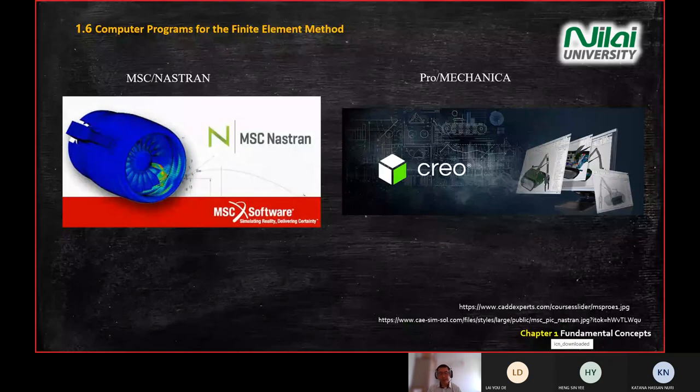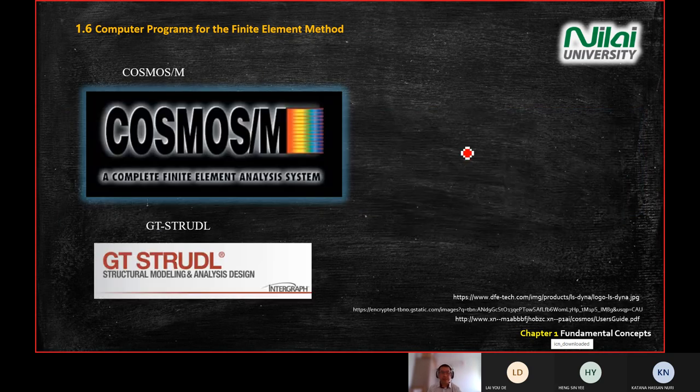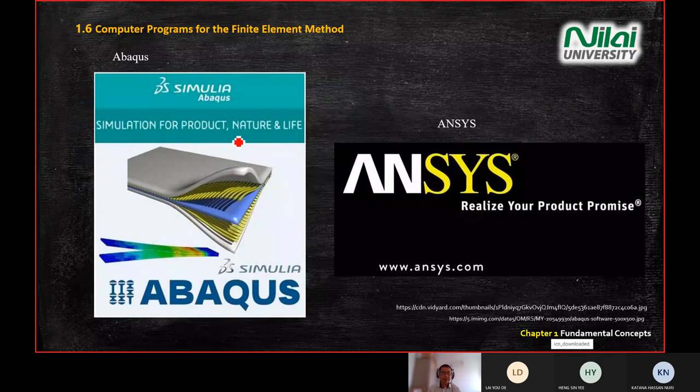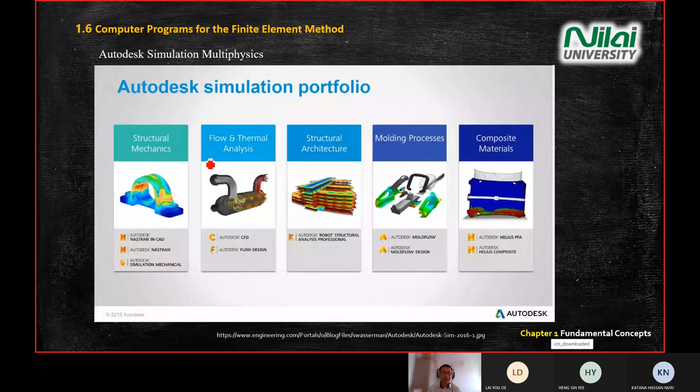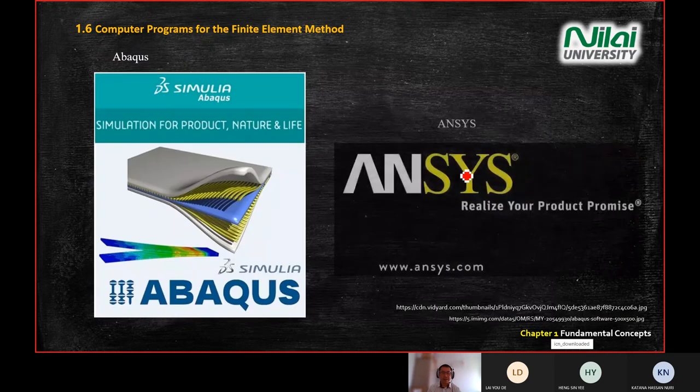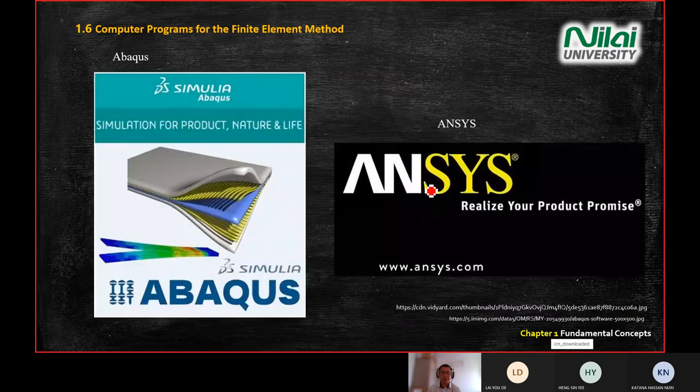So when you go to work after you graduate from this program, some companies look for skill in Nastran, ANSYS, SOLIDWORKS, or Abaqus, or even Autodesk. But again, the principle used in all this software is the same. So if you know how to use ANSYS, it's quite powerful. You mention it in your CV, then you are good to go.